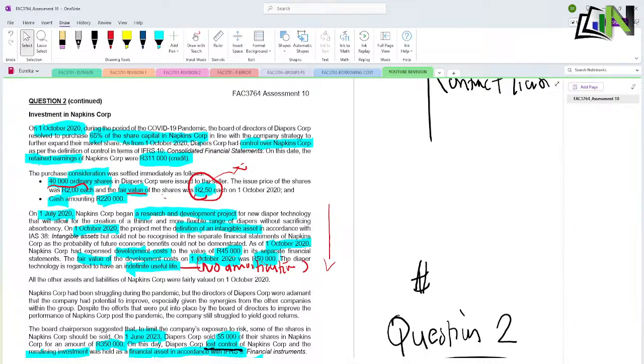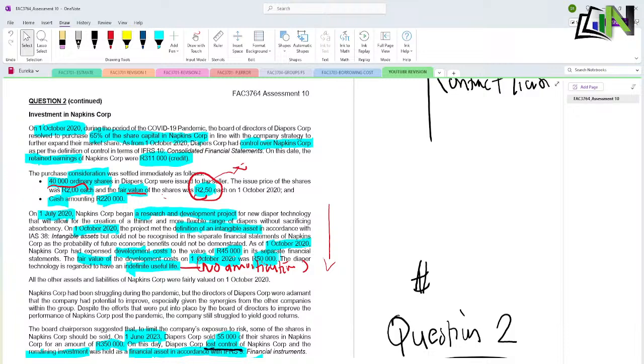Then it says in July 2020, Napkins Corp began a research and development project for new diaper technology that will allow for the creation of a thinner and more flexible range of diapers without sacrificing absorbency. On 1 October 2020, the project met the definition of an intangible asset in accordance with IAS 38, but could not be recognized in the separate financial statements of Napkins Corp, as the probability of future economic benefit could not be demonstrated. But if it meets the definition, then it should be recognized. On 1 October 2020, Napkins Corp had expensed development costs to the value of 45,000 in its separate financial statements. The fair value of the development cost on 1 October 2020 was 50,000.